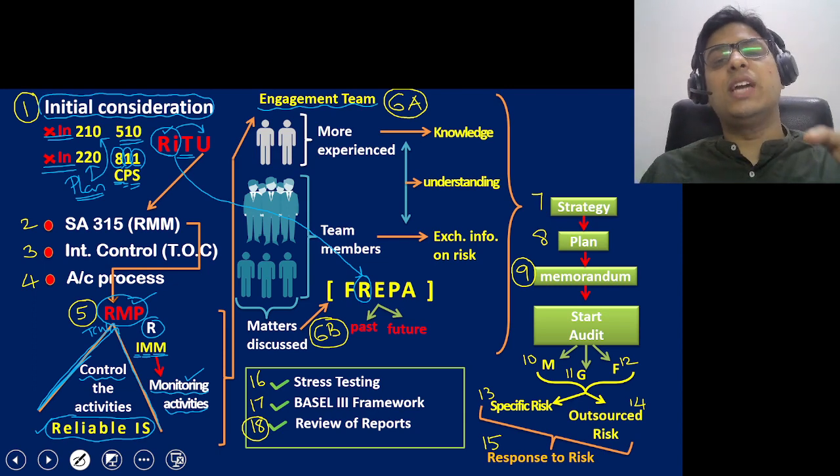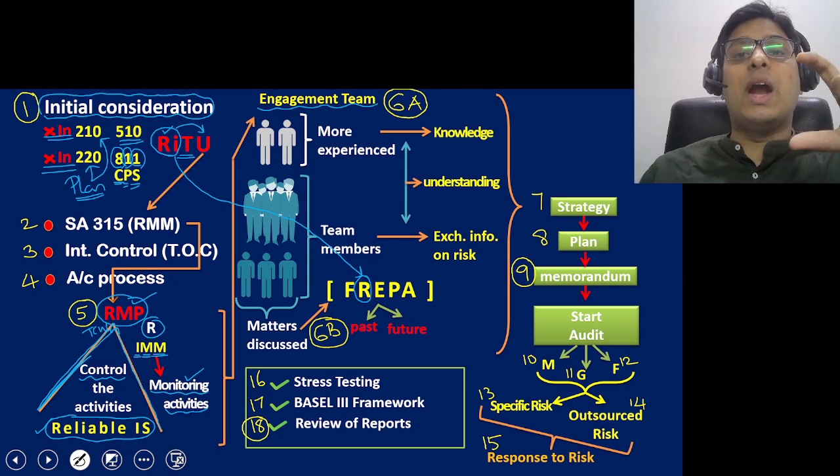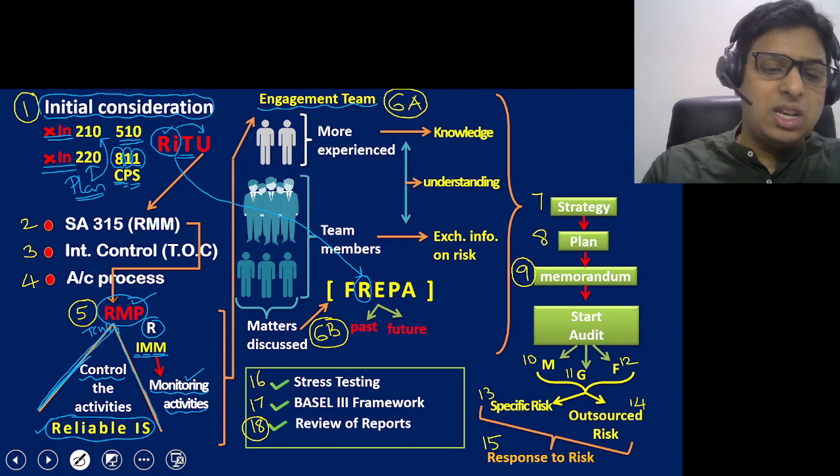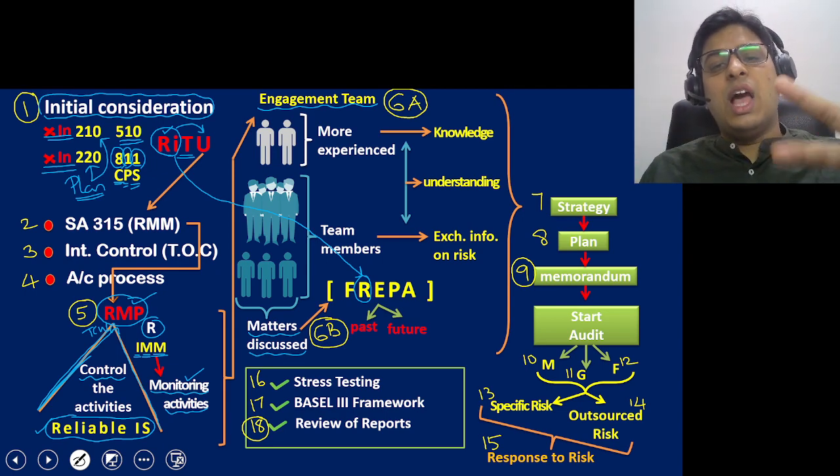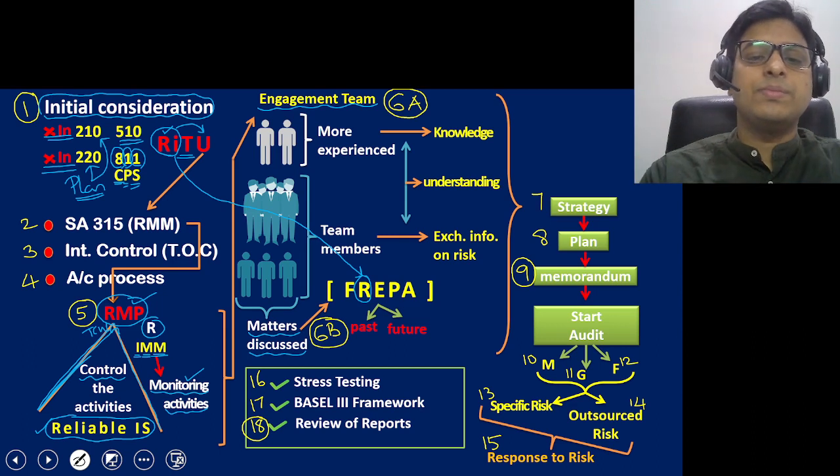First is about how the engagement team should function and what matters they should discuss. There are two parts to this. You can see here, matters discussed is 6B, second part, and how the engagement team should function is your 6A part. I'll teach you 6A, 6B both, and then we'll read it together. So everyone please see here.